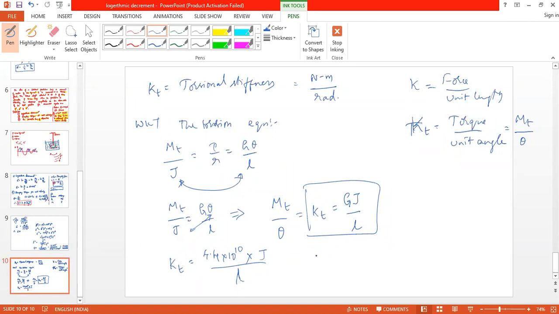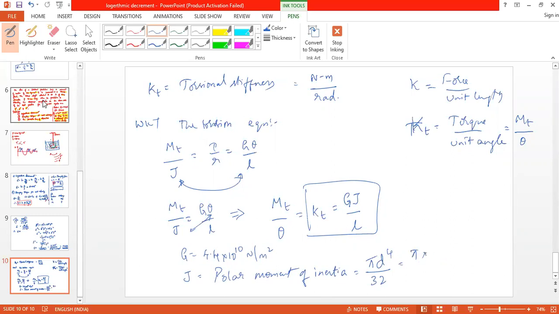So what is j and l here? J is the polar moment of inertia, and that is equal to pi d to the power of 4 by 32. That is equal to pi into the diameter.